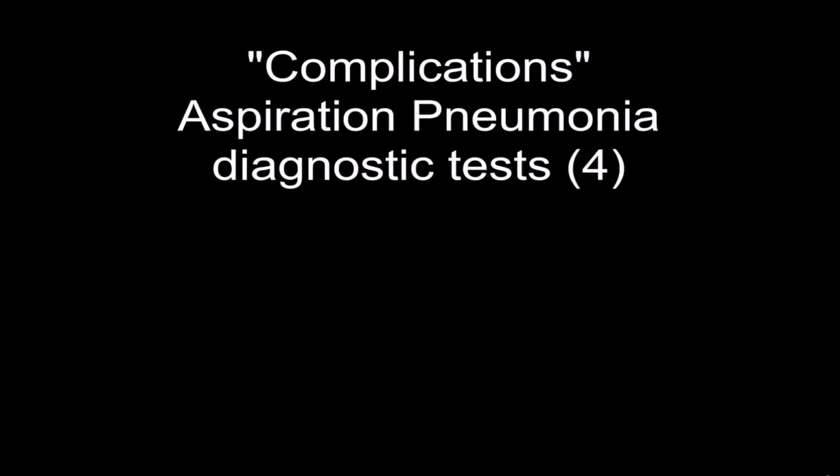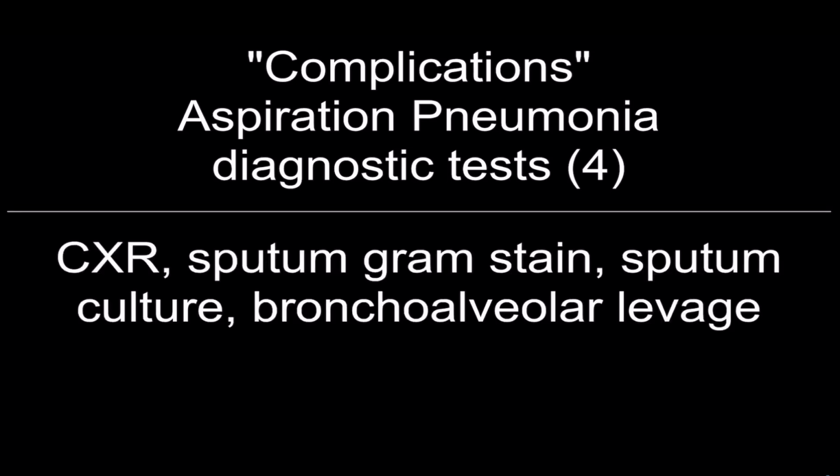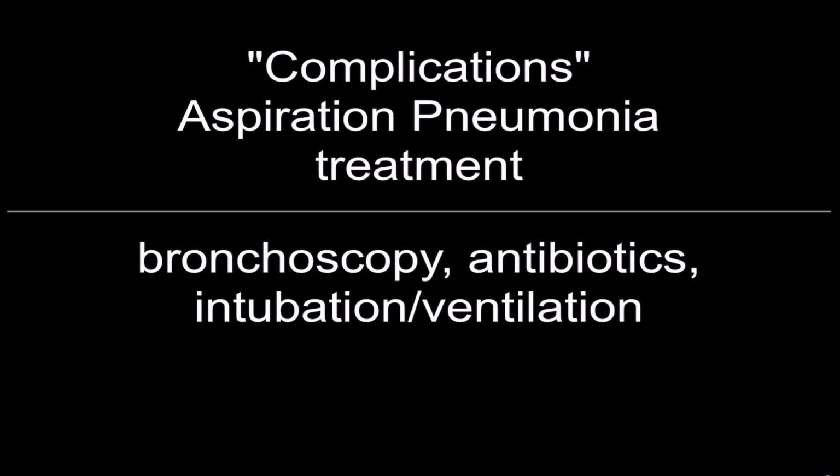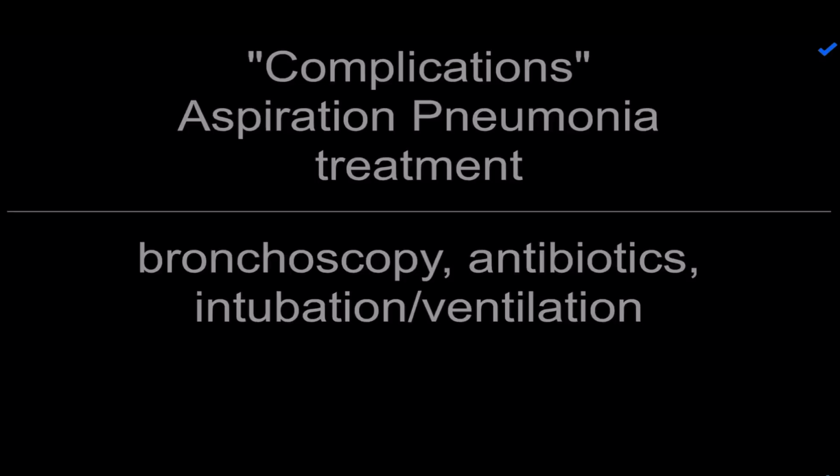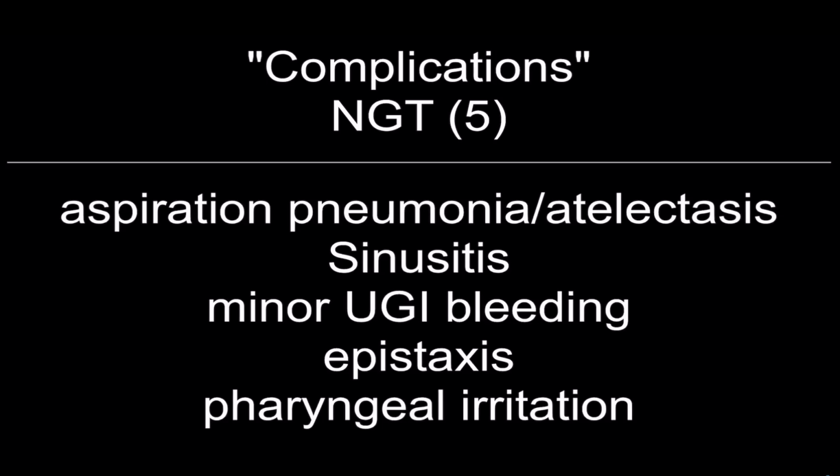Aspiration pneumonia diagnostic tests. Chest x-ray, sputum gram stain, sputum culture, bronchoalveolar lavage. Treatment: bronchoscopy, antibiotics, intubation, and ventilation. NG tube, what are some complications? Aspiration pneumonia, atelectasis, sinusitis, minor upper GI bleed, epistaxis, and pharyngeal irritation.